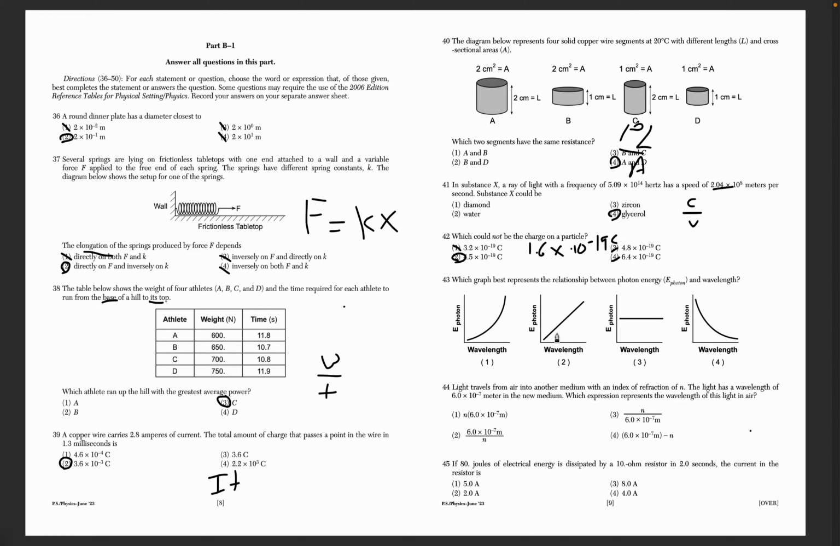Which graph best represents the relationship between photon energy and wavelength? Well, the energy of a photon is equal to Planck's constant times the speed of light divided by the wavelength.